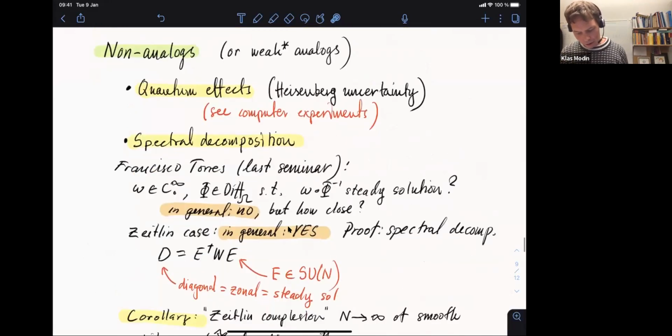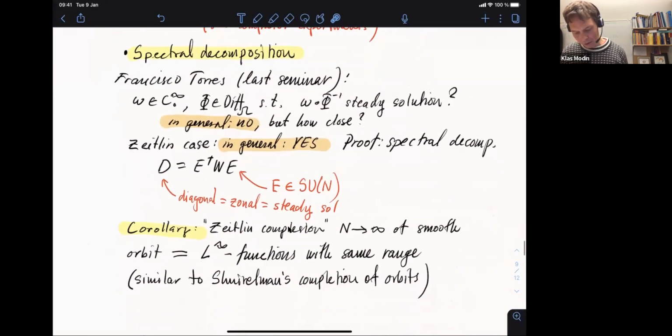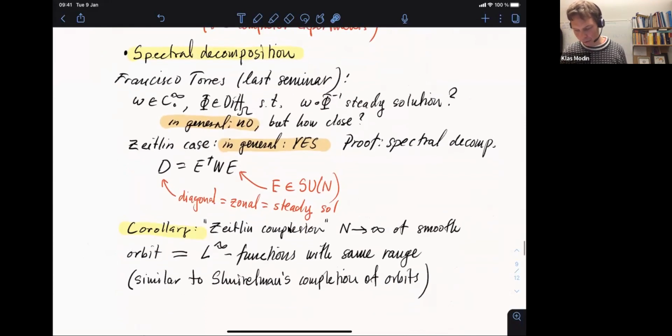So non-analogs, yeah, I showed you these quantum effects. What about the spectral decomposition? Remember the talk from last week? I wasn't able to listen in because it was in the middle of the night for me. But essentially, as far as I understand, the question was this.